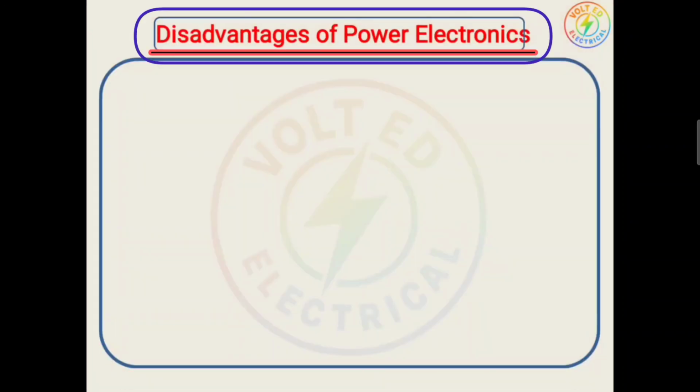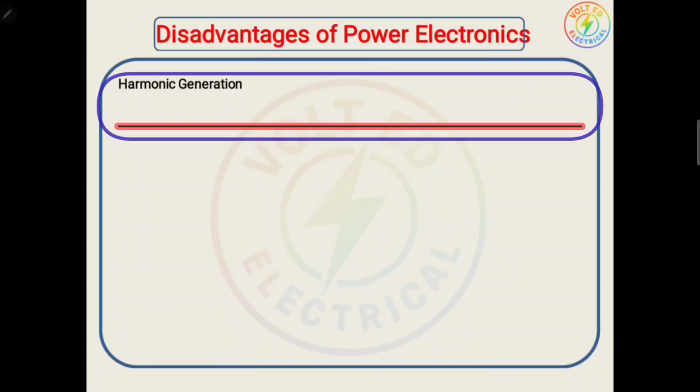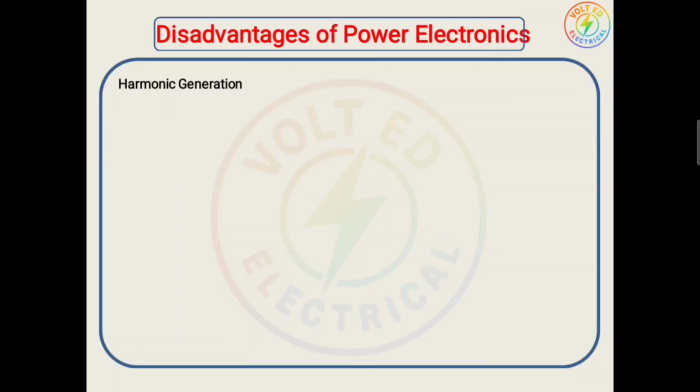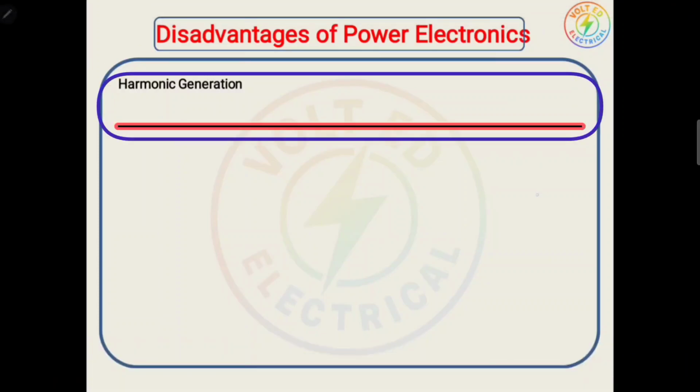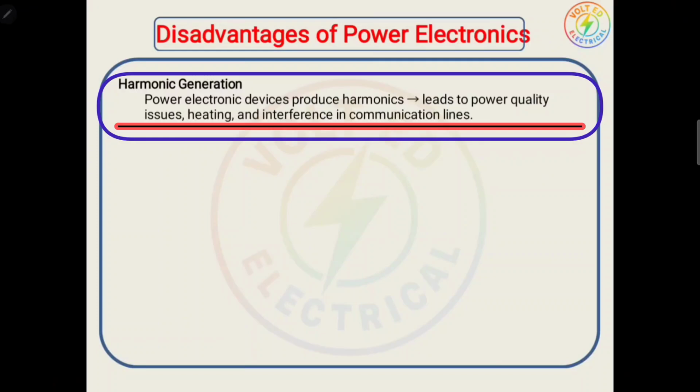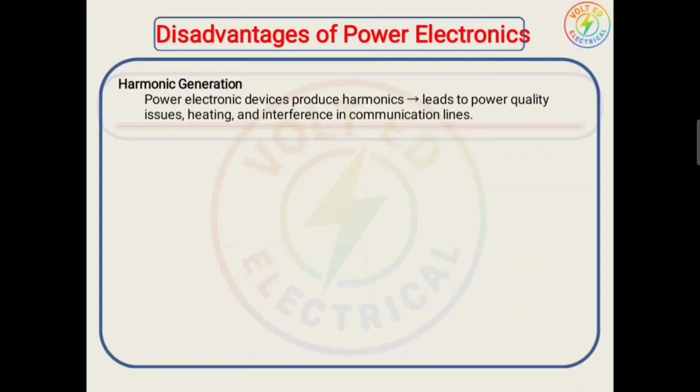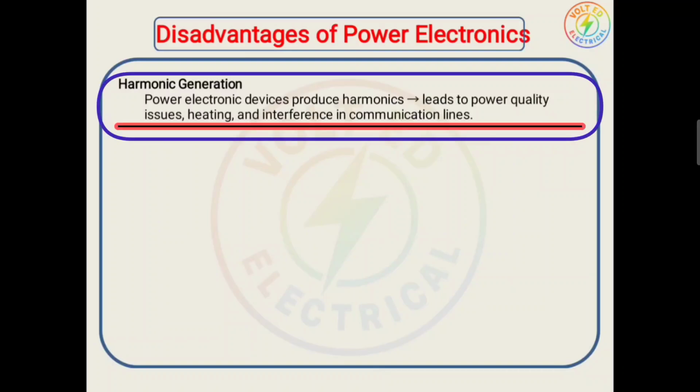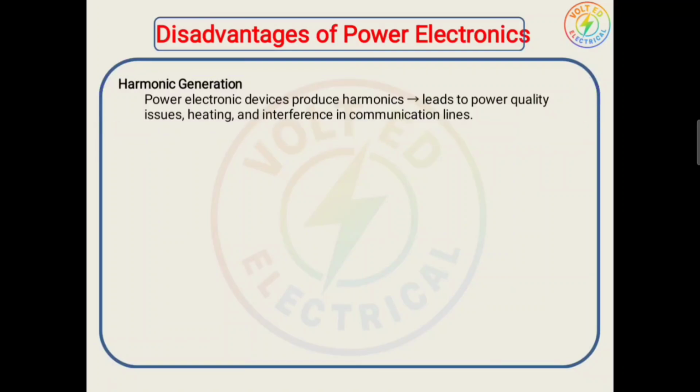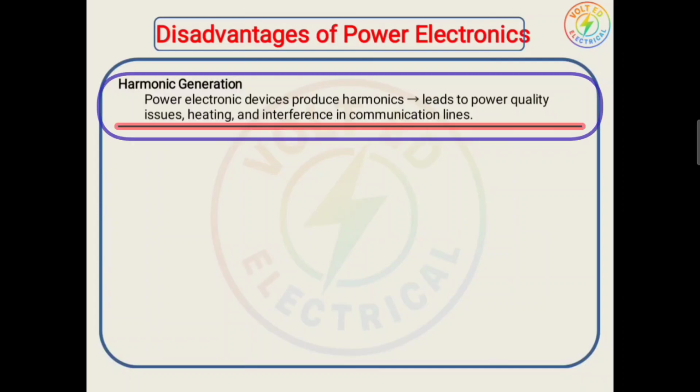Every technology has limitations and it is important to know them for practical applications. First, harmonic generation. Power electronic devices, especially converters, produce harmonics. These harmonics can cause power quality problems, excessive heating, and even interference in communication lines. For example, in an industrial plant, harmonics can disturb sensitive instruments and reduce efficiency.